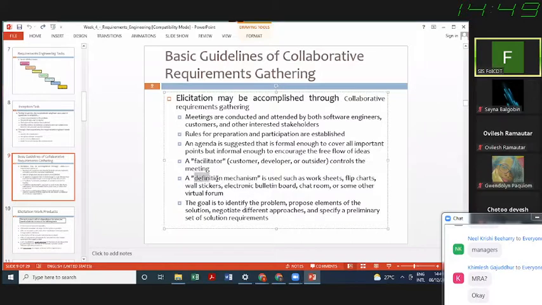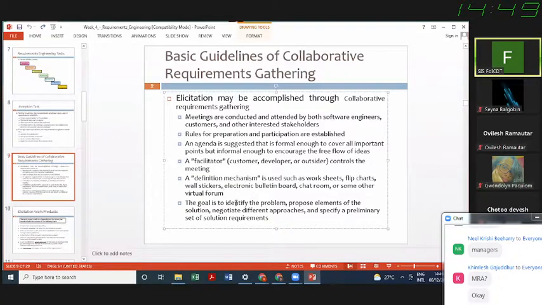So you're going to have a number of ideas here, a number of requirements. How would you be assembling all this together? You can use worksheets, flip charts, wall stickers, these small notes that you can just stick to the wall, an electronic bulletin board, chat room, and other virtual forums. So we need a means to collect everything.